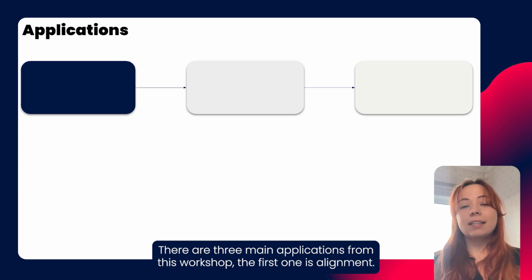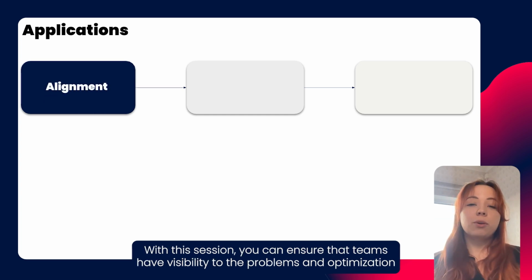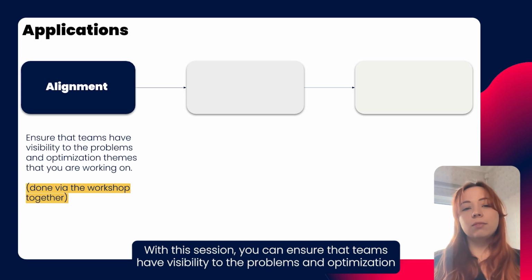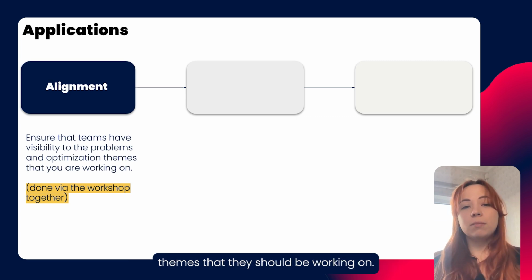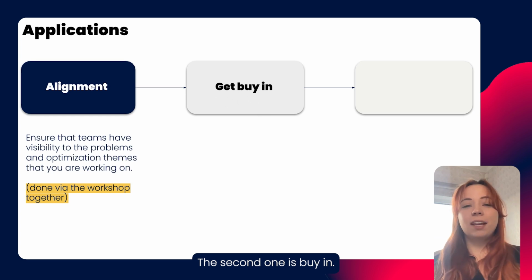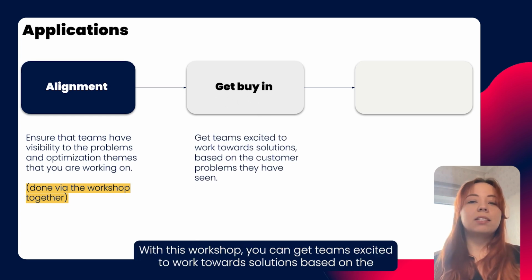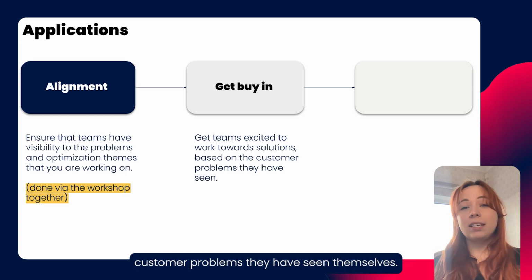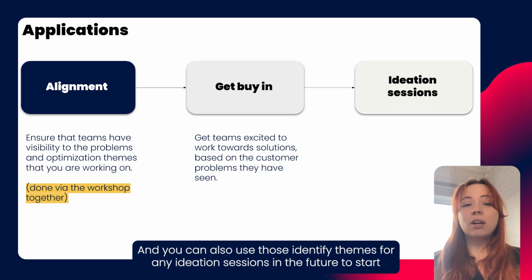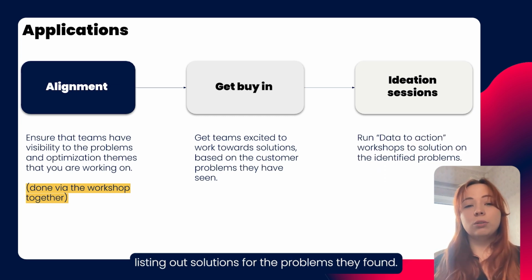There are three main applications from this workshop. The first one is alignment. With this session, you can ensure that teams have visibility to the problems and optimization themes that they should be working on. The second one is buy-in. With this workshop, you can get teams excited to work towards solutions based on the customer problems they have seen themselves. And you can also use those identified themes for any ideation sessions in the future to start listing out solutions for the problems they found.